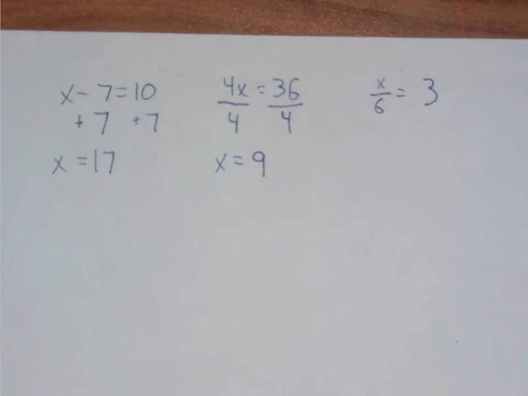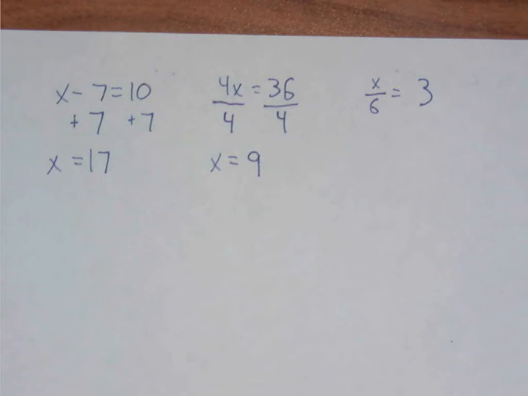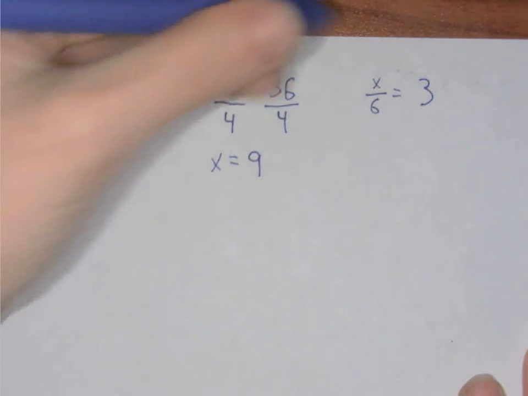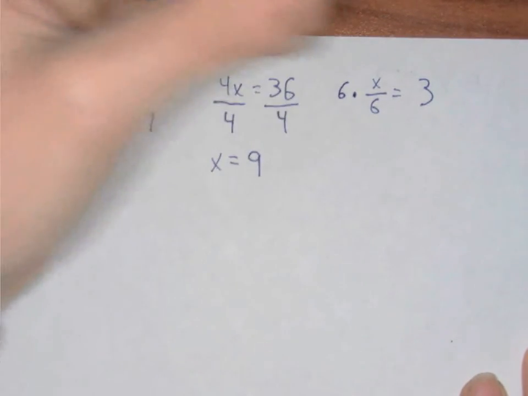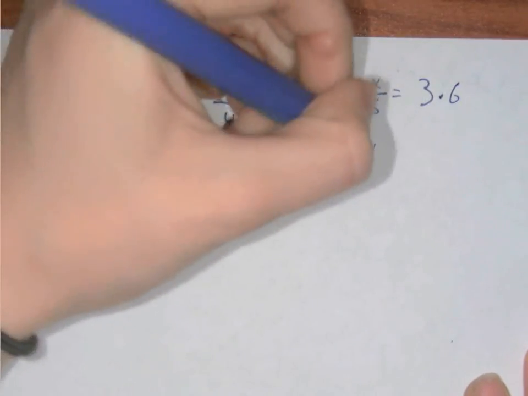And finally, x divided by 6 equals 3. So I've taken my x, I've divided it by something. In order to get rid of that something, I'll need to multiply. So we're going to multiply by 6 on both sides. X equals 3 times 6, or 18.